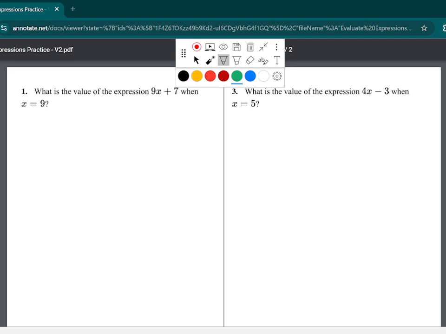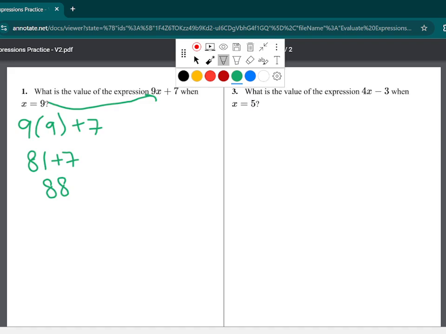So our first problem here: what is the value of the expression 9x plus 7 when x equals 9? Basically what evaluating means is we take the value that we're given and we shove it in for where the variable is. You always want to put parentheses around the thing that you're plugging in, because that will make it less easy to make simple mistakes. So 9 times 9 is 81, plus 7, our answer should be 88.